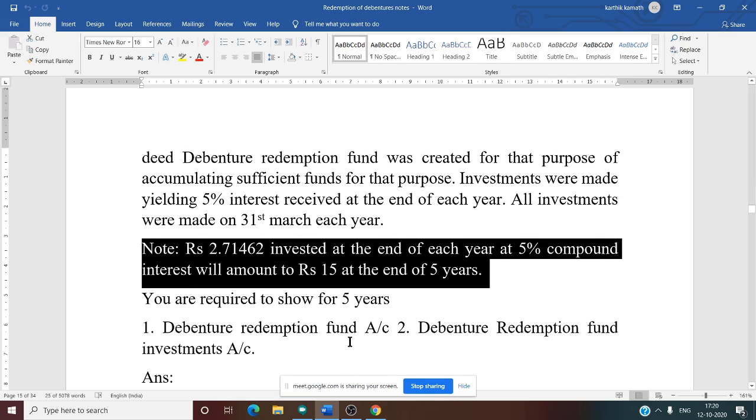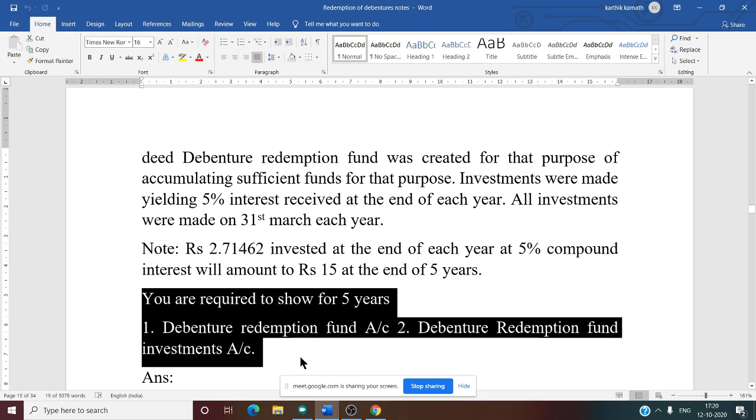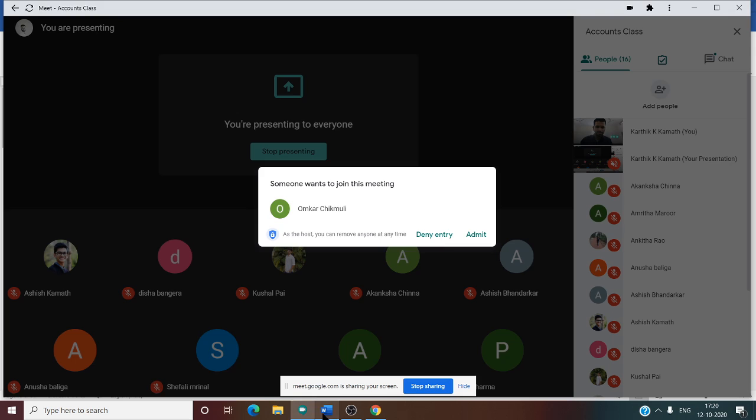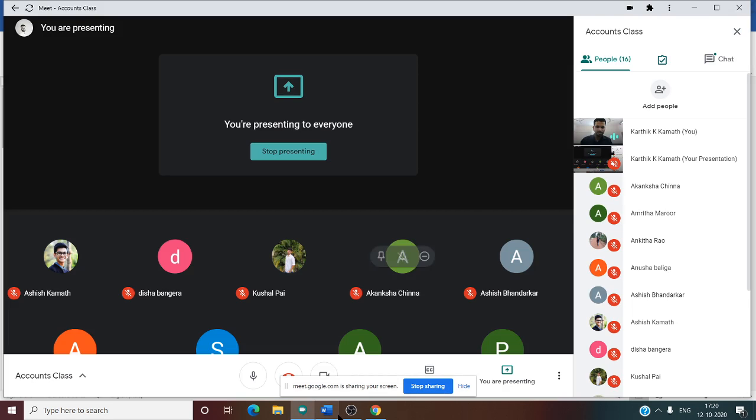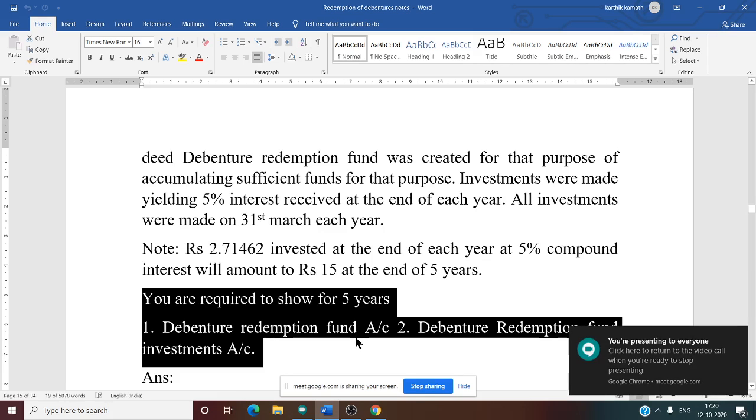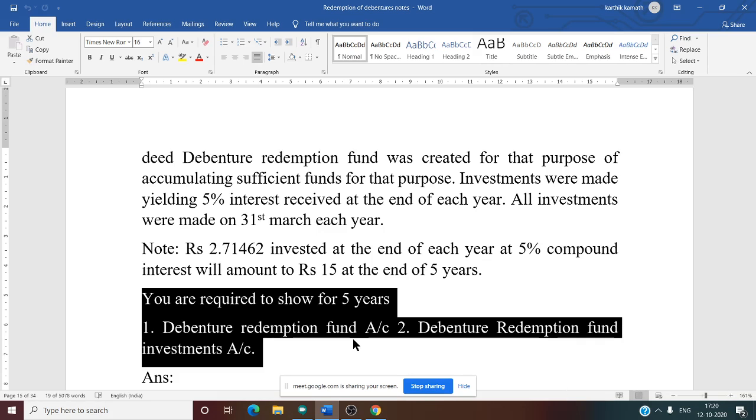How to see that? We need to do one working note, that we will discuss. Then you are required to show for 5 years the debenture redemption fund account and debenture redemption fund investment account. In this question, they have asked only two accounts. This type of question comes for 12 marks. So only two accounts you need to prepare, that is the second and third account.